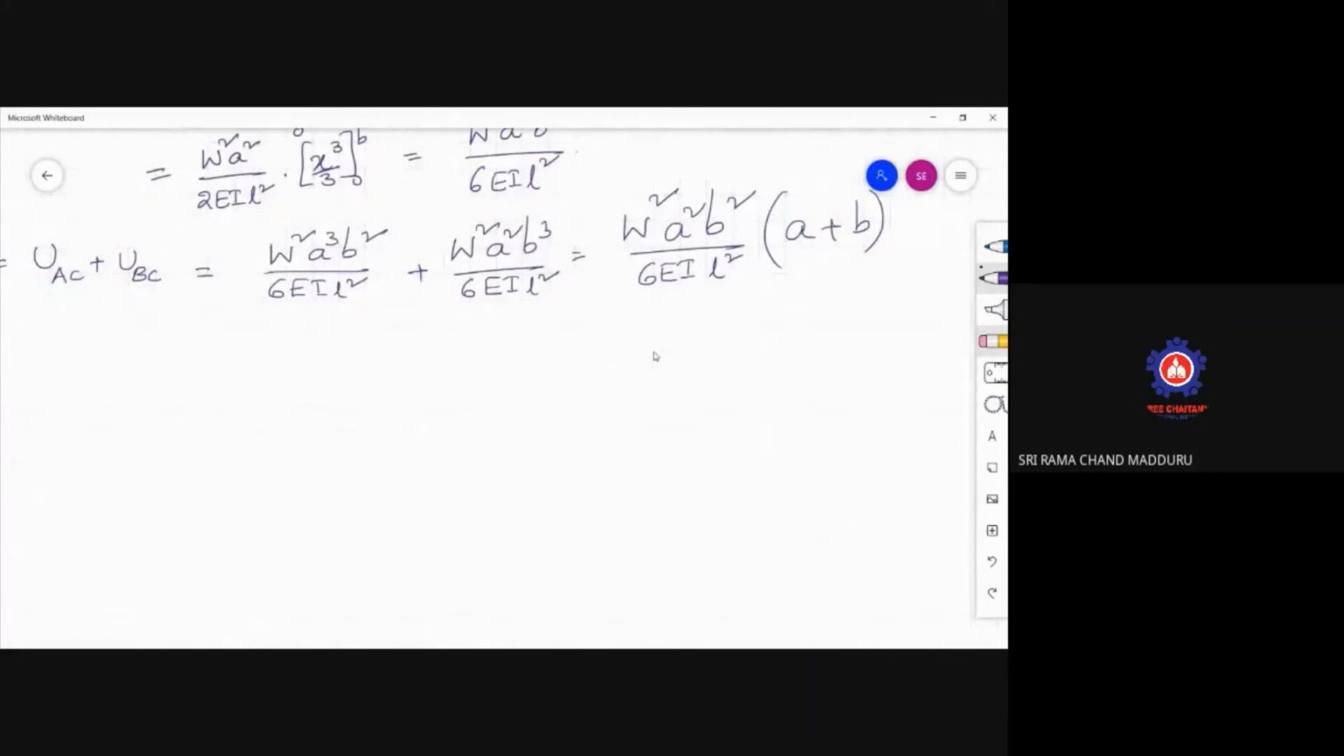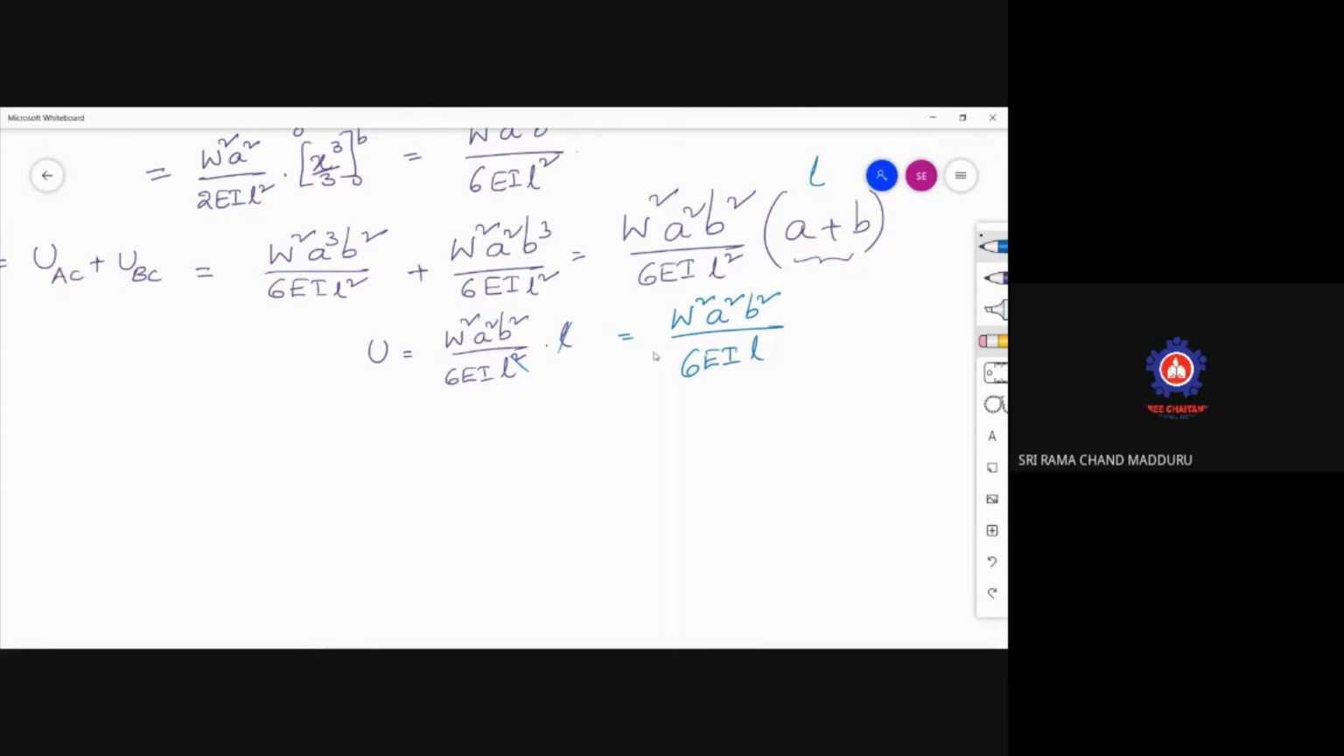A plus B is L only. So U is equal to W square A square B square by 6EIL square into L, A plus B you can refer to as L. So one L will be cancelled, which is W square A square B square by 6EIL, which is nothing but the strain energy stored in the body due to the application of a point load W at point C.